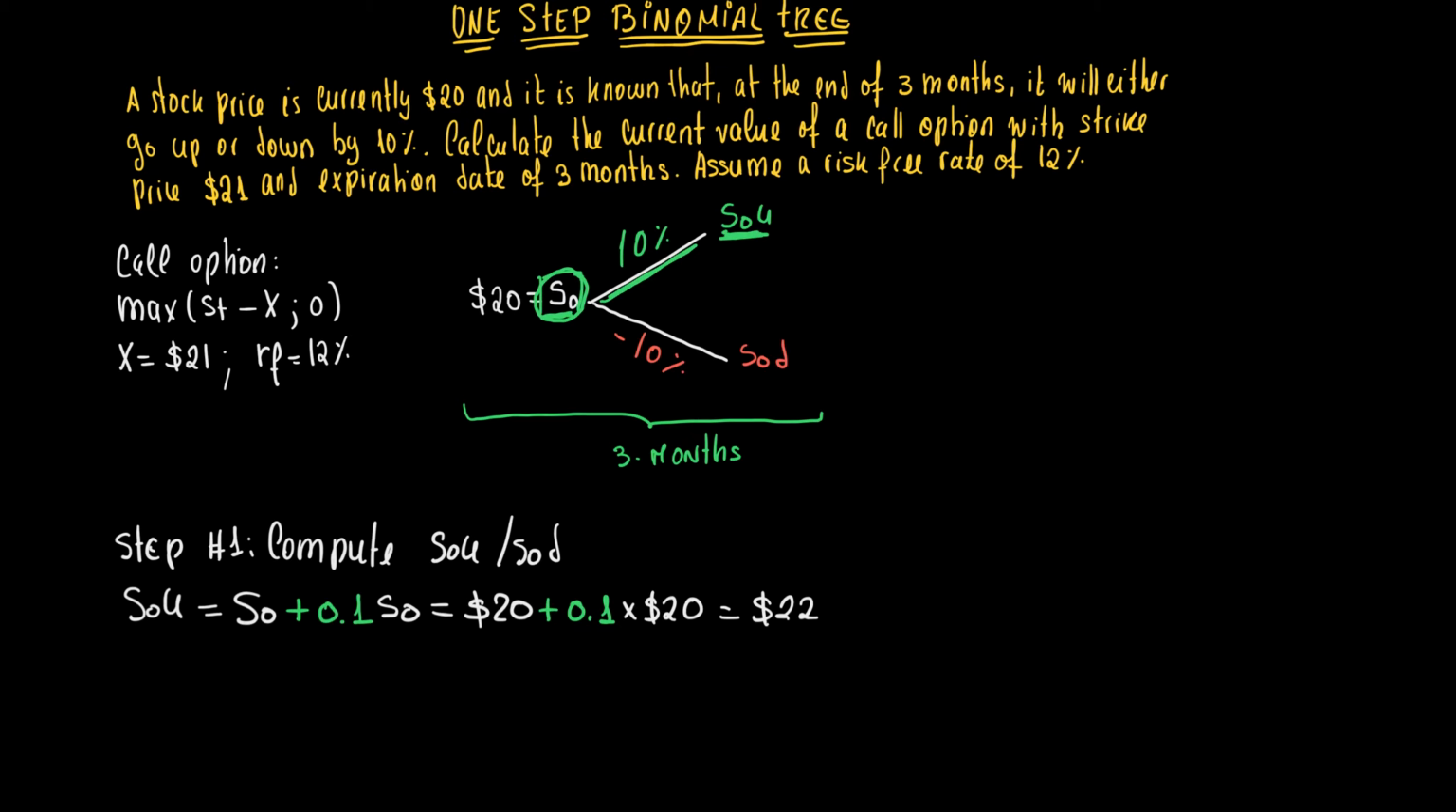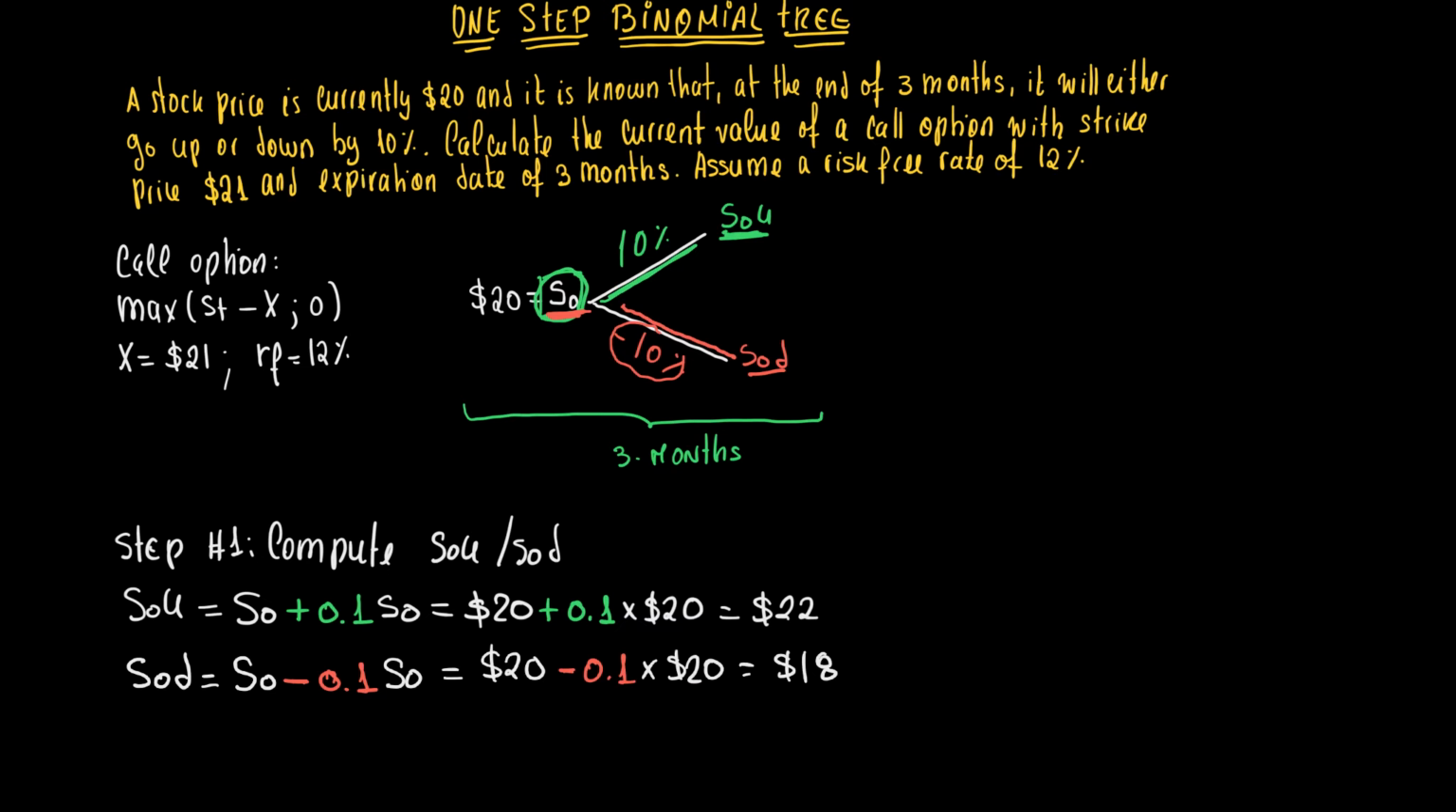In the same way, you can compute the value of the stock going down. So how much is the stock going down? I start with the current stock price and I decrease it by 10% of this value. So the stock price going down equals the current stock price minus 10% of the current stock price. This is $20 minus 10% of these $20, which gives $18.